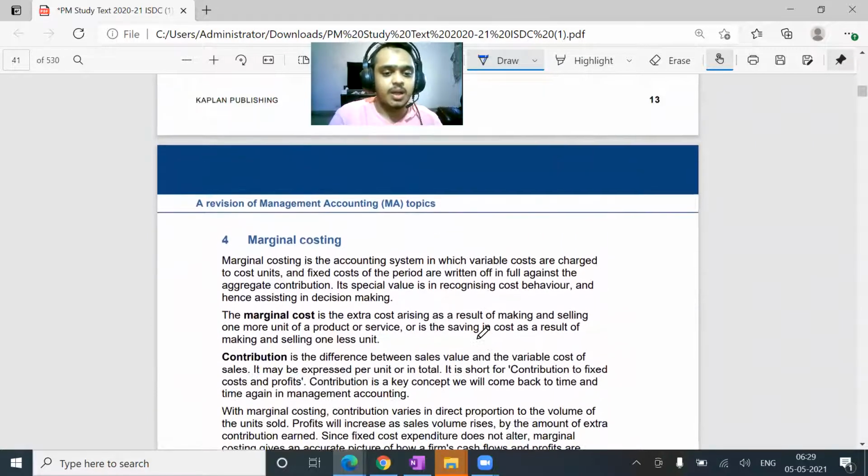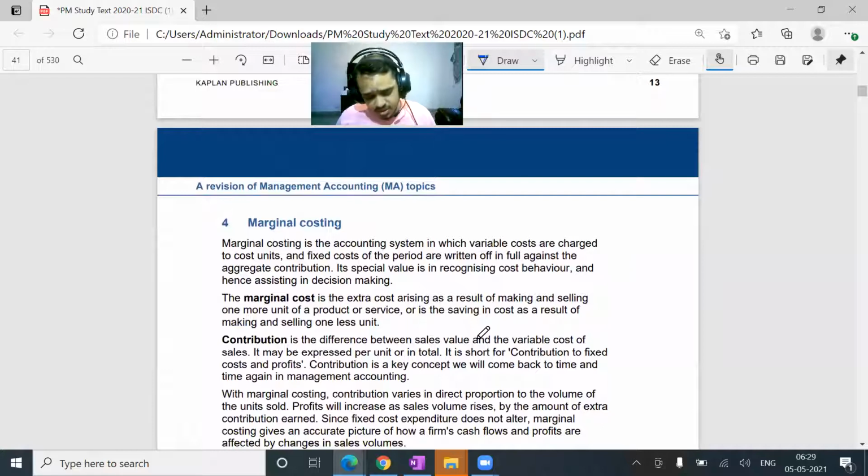Then going on towards marginal costing. First of all, understand what the meaning of marginal cost is. Marginal is nothing but one thing in addition. So marginal cost is the additional cost incurred for the next unit. So marginal costing goes on with this. It is also called variable costing. As you can see in here, it is an accounting system in which variable costs are charged to cost units, the period written off, etc.